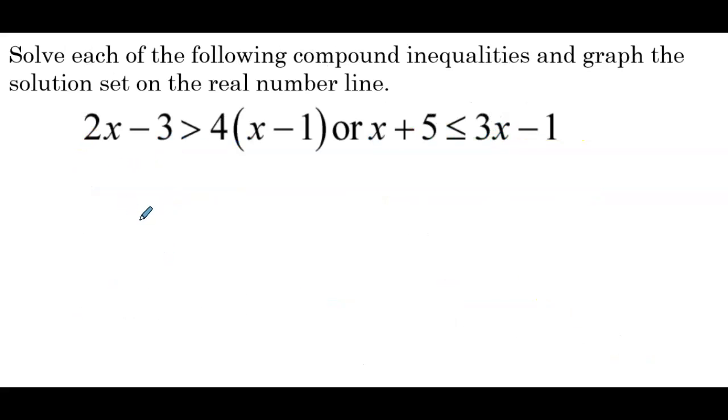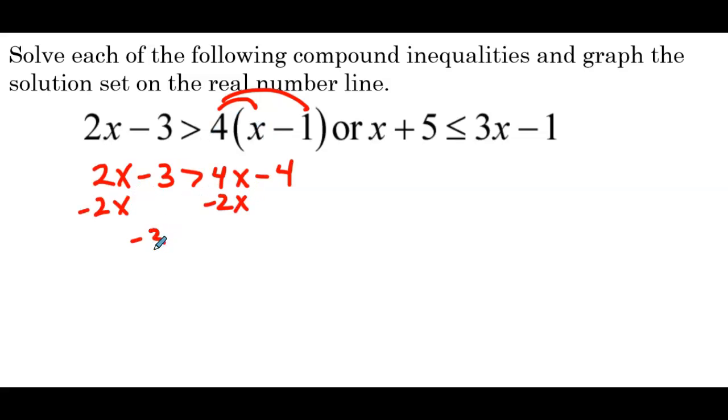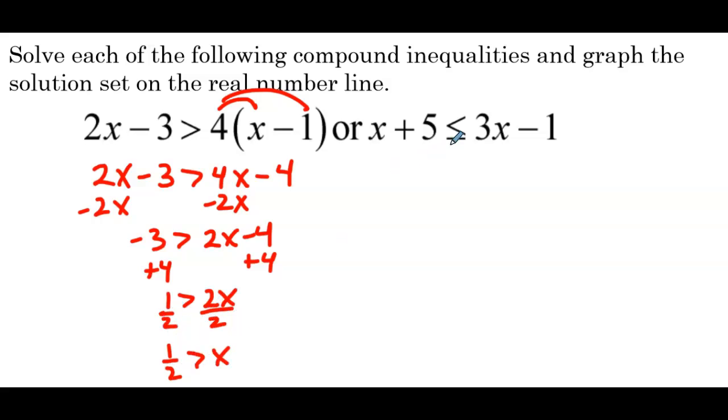Solve each of the following compound inequalities and graph the solution set on the real number line. So first thing to do is solve both of these inequalities to their simplest forms. So we'll distribute the 4. So we have 2x minus 3 is greater than 4x minus 4. We can subtract 2x on both sides. -3 is greater than 2x minus 4. We can add 4 to both sides. 1 is greater than 2x. Divide by 2. 1/2 is greater than x.